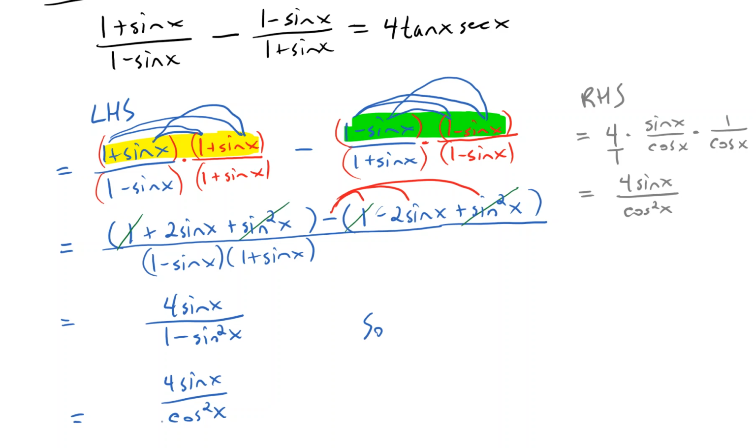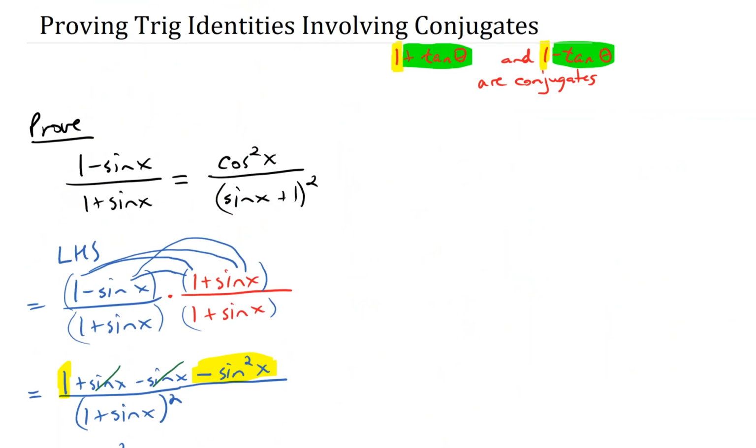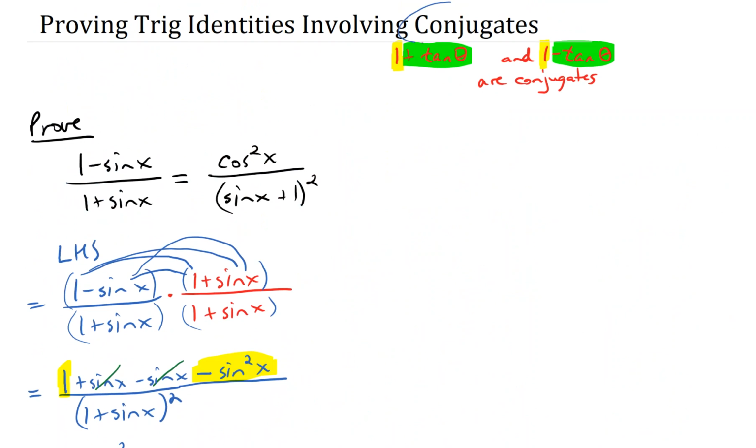So the left-hand side equals the right-hand side, and that is the end of our proof. Okay? So those are two great examples of proofs that involve conjugates.